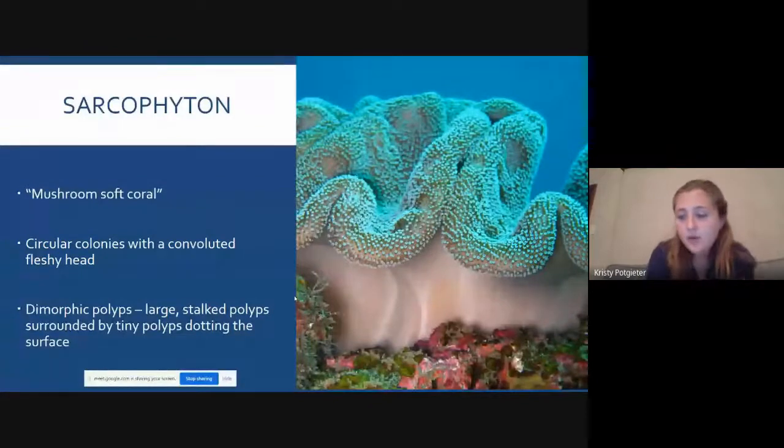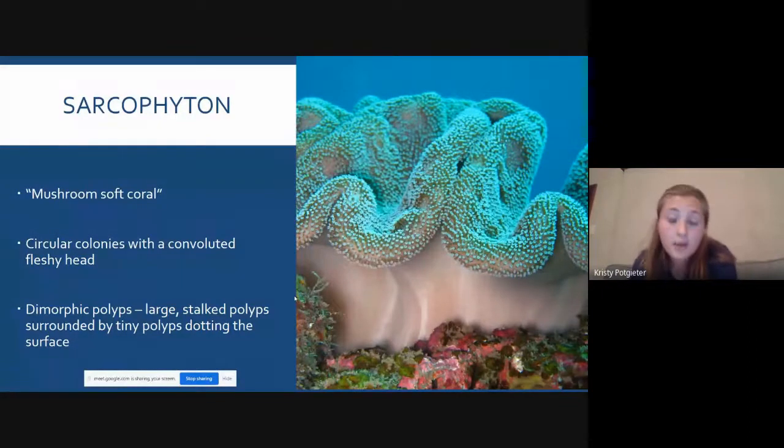So we've spoken about all our hard corals. We're now getting into our soft corals. Sarcophyton is one of our really common soft corals in Sodwana. This is called our mushroom soft coral. They are kind of circular colonies, and they've got this convoluted fleshy head.